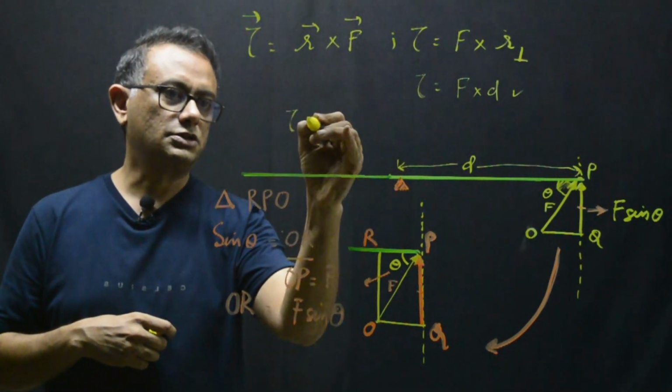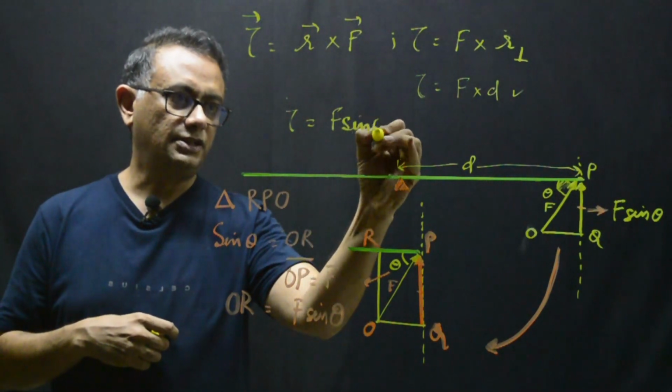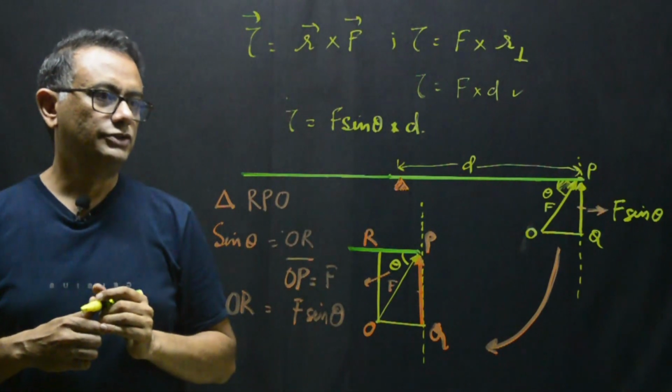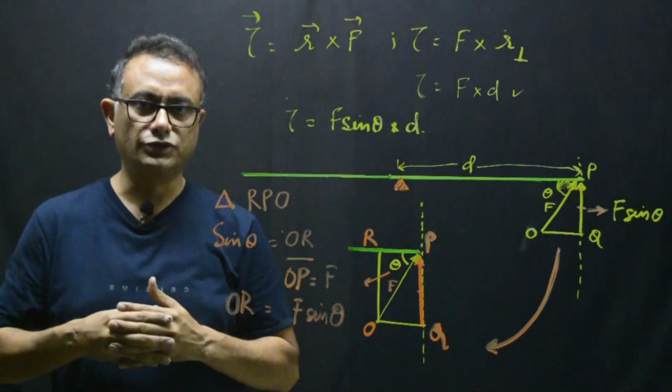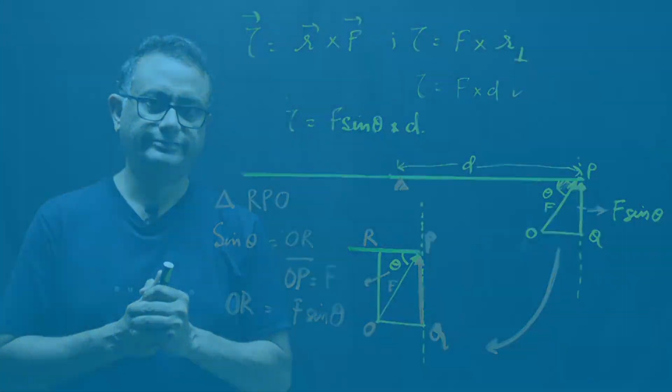So torque is now going to be F sine theta multiplied by D. This is how we take the vertical component of force in order to compute torque. I hope this clarifies.